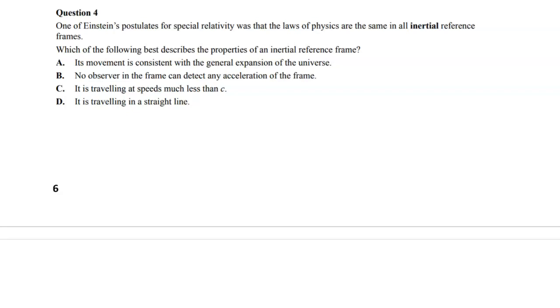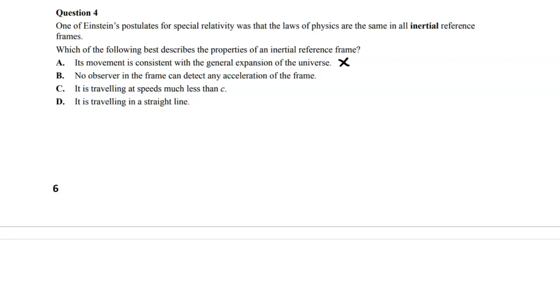If you're not familiar with that term, inertial reference frame, you need to go back and watch the previous video or ask me. It says, which of the following best describes the properties of an inertial reference frame? A, its movement is consistent with the general expansion of the universe. That's got nothing to do with an inertial reference frame, so we can get rid of it. B, no observer in the frame can detect any acceleration. Well, that sounds relevant, yes.